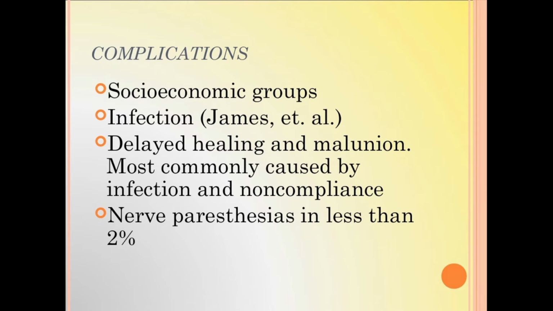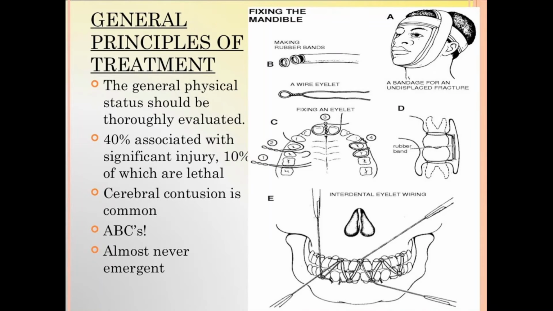Complications: socioeconomic groups, infection, delayed healing and malnutrition, most commonly caused by infection and noncompliance. Neuroparesthesia in less than 2%. General principles of treatment. The general physical status should be thoroughly evaluated. 40% are associated with significant injury, 10% of which are lethal. Cerebral contusion is common. ABCs are the most urgent emergency.